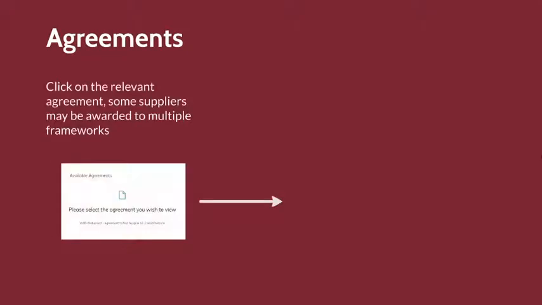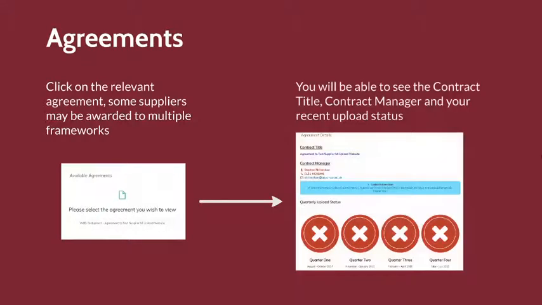Once you're on the agreement screen, you can click on your relevant agreement. Remember that some suppliers may have multiple agreements to view. This screen will show you the contract title, the contract manager and the recent upload status.